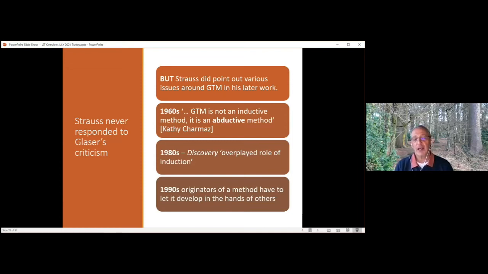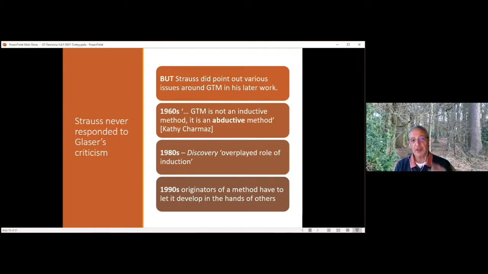But he's already in the 1960s. Strauss is clearly beginning to say, grounded theory actually isn't an inductive method. We overplayed induction in our book, Discovery, okay? He actually says it's an abductive method. Now, I don't have time to go into what abduction is, but again, there are some very good chapters in the handbooks and lots of things being written. And Kathy Charmaz always tells the story that in the 1960s, Strauss came over to her and said, it's an abductive method. We overplayed induction. Now, the term induction in Discovery is never used on its own. It's called analytical induction, and that is very specific.